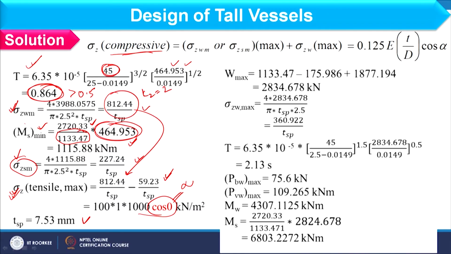Okay. So, now we will focus on compressive condition. So, what is that? Sigma z compressive we can consider using this expression where sigma ZWM or sigma ZSM maximum should be considered. So, among these we should consider the larger value for maximum. Okay. Sigma ZW maximum I should consider, and that should be equal to 0.125 ET by D naught cos alpha, right. So, let us focus on sigma ZW first.